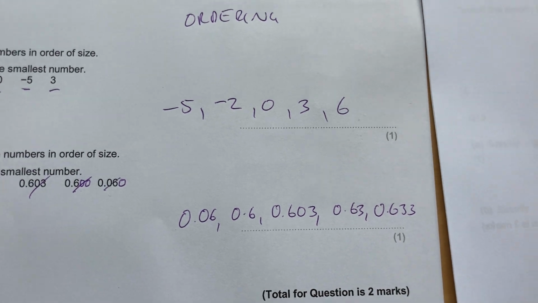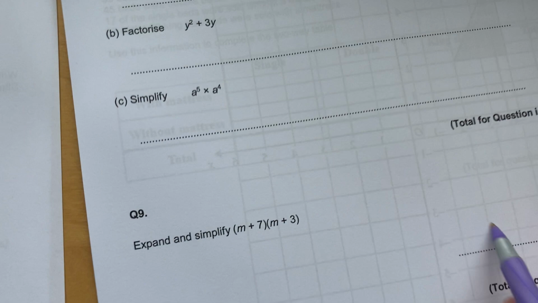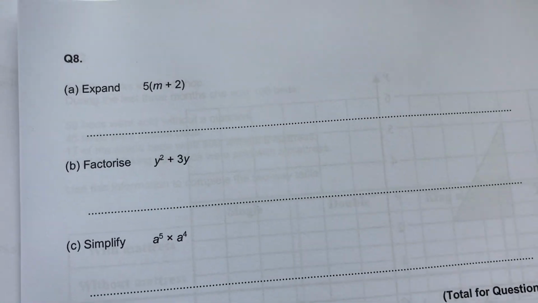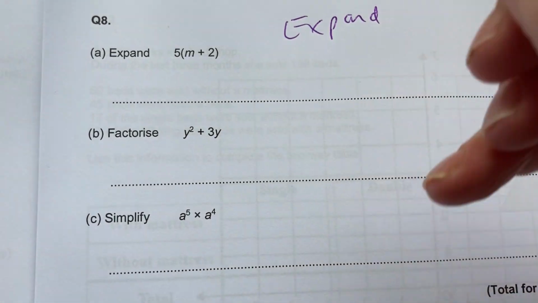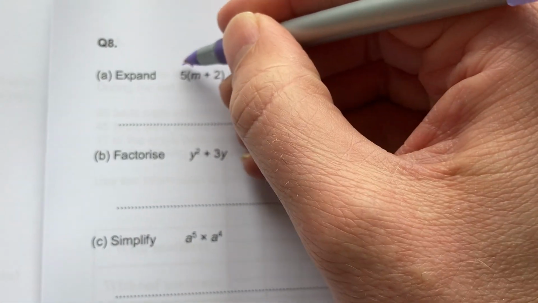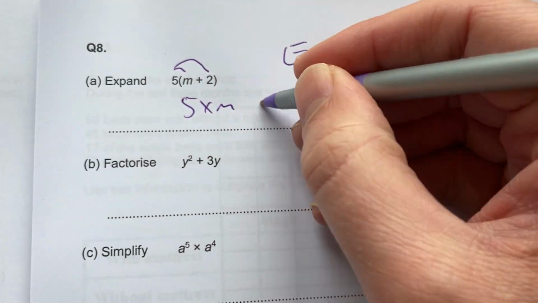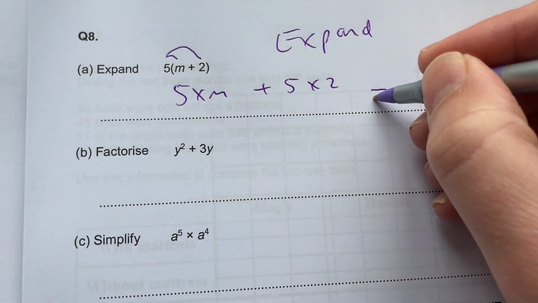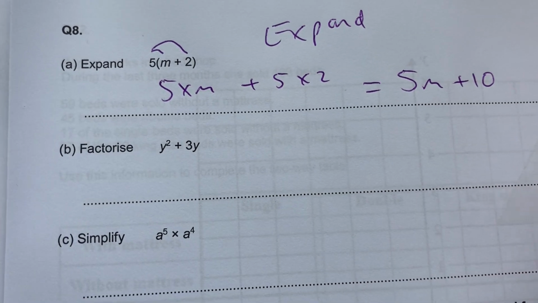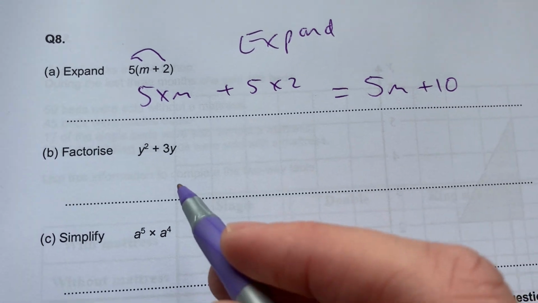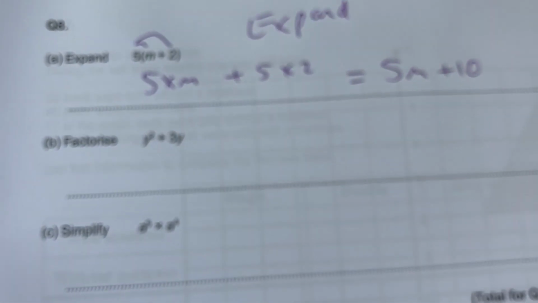We'll then move on to question 8, which is on algebra. And we have to expand the first one. So expanding the brackets means multiply the outer term by the 2 terms inside. So 5 times m plus 5 times 2. That's going to be 5m plus 10. And then we have to factorize. That's the algebra division, so taking out a common factor.